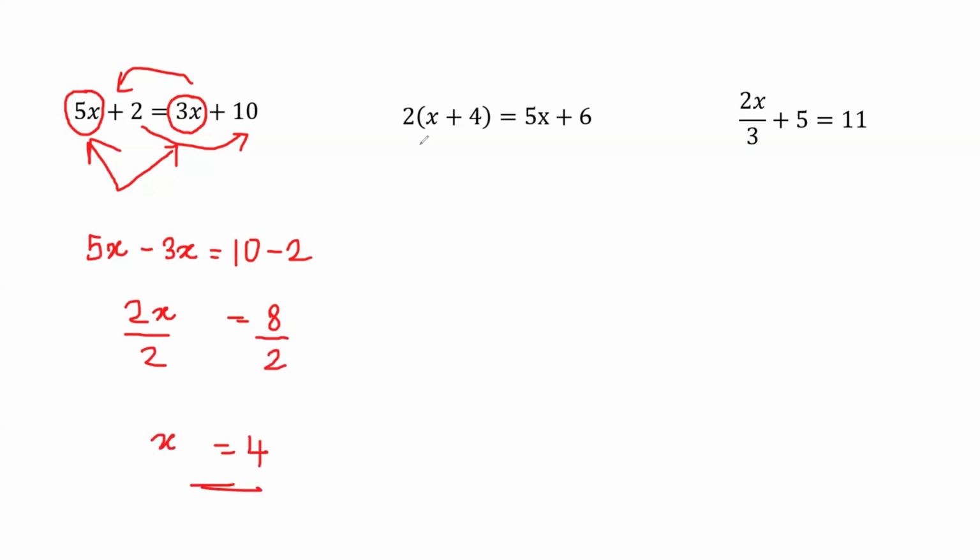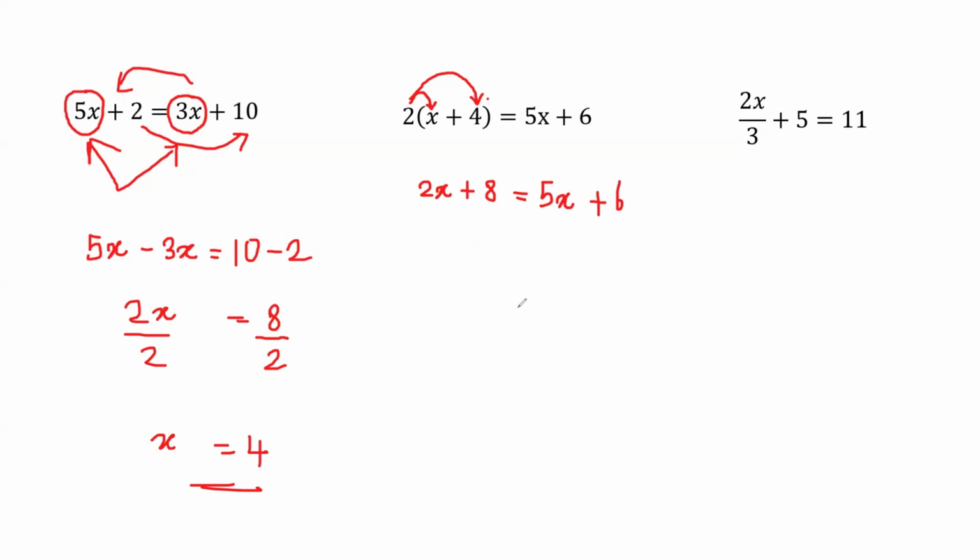Let's see in this example, there is a bracket, right? So we have to cancel the bracket. How can we do it? You multiply the 2 by this and this, where you get the cancellation of the brackets. So 2x, and 2 times 4 is 8, that is equal to 5x plus 6.